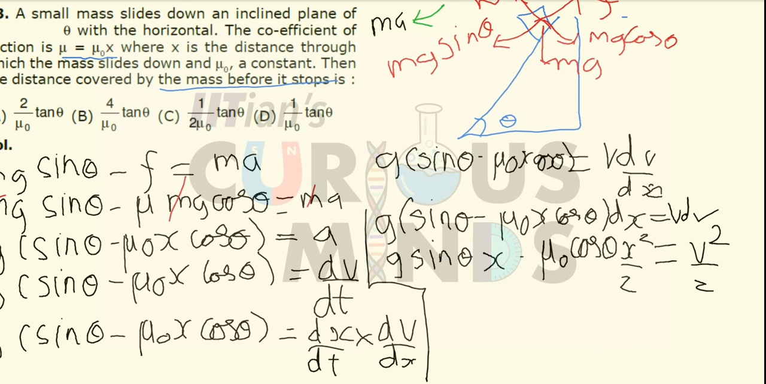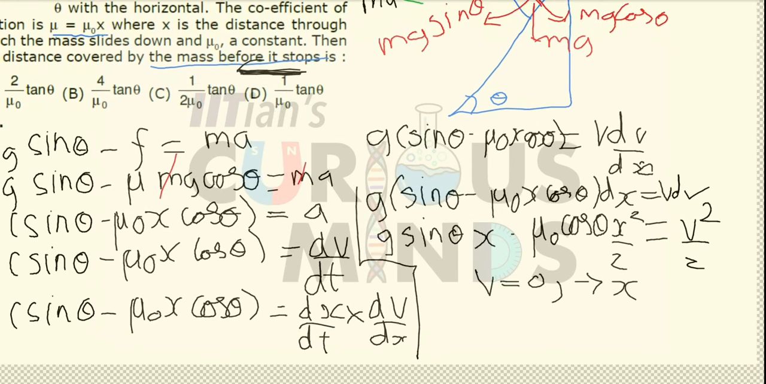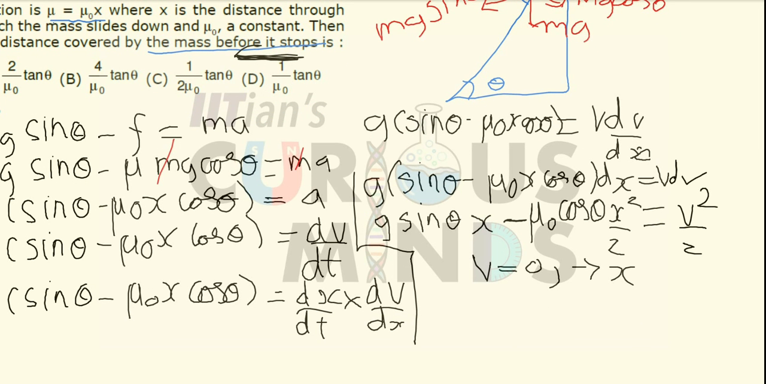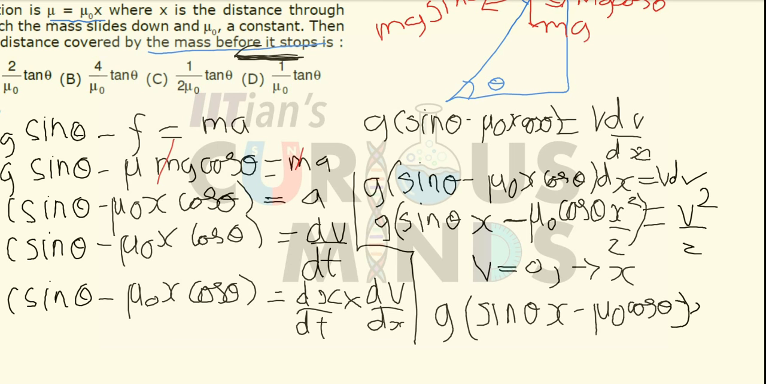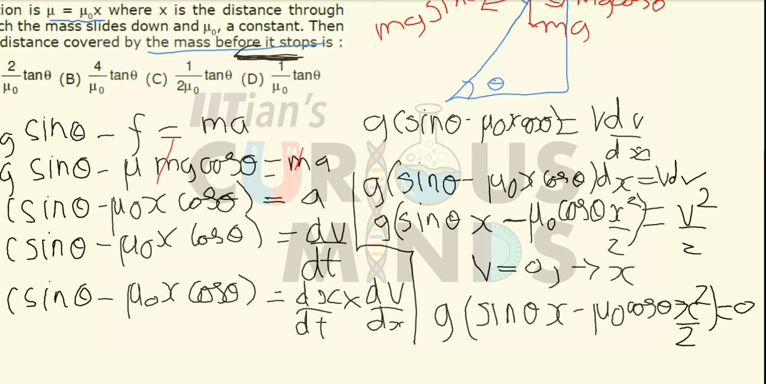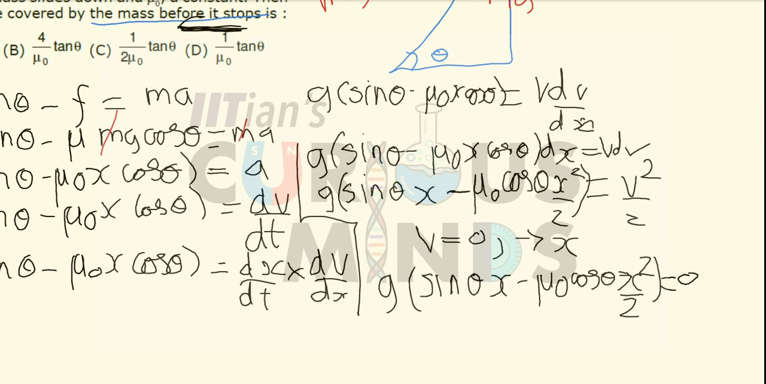Now we have to calculate the displacement before it stops. Just before it stops means the final velocity is equal to 0. When the final velocity is 0, we have to calculate the value of x. So when we substitute v equal to 0 here, there will be g multiplied here. So g times sin theta x minus mu naught cos theta into x square by 2 will be equal to 0. When this equals 0, g will be divided out.